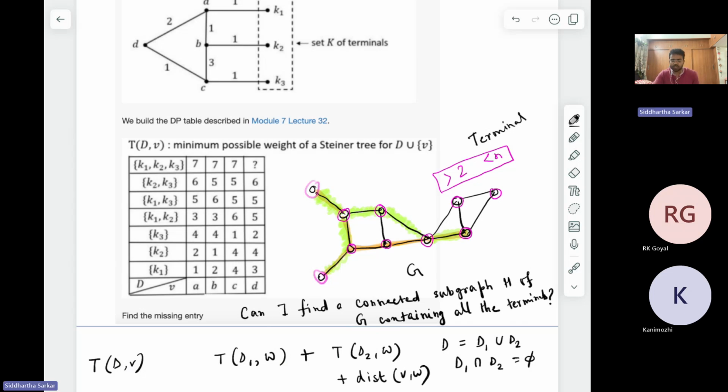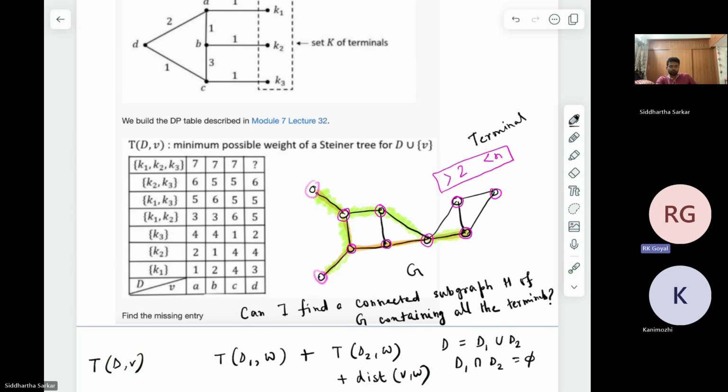So these three things together will ensure that you have got a Steiner tree that connects D with V, but you do not know whether this is the minimum Steiner tree. This is definitely a tree. These three things together, if you take the union, make sure that there is a Steiner tree that ensures that D and V are inside the same connected component.